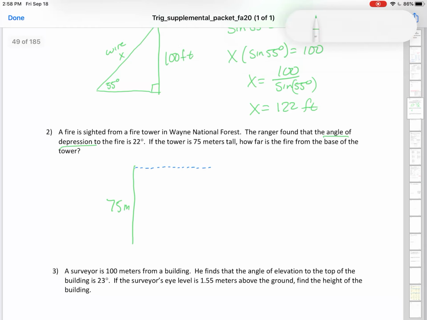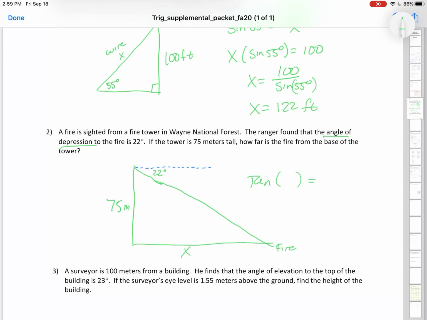And if I continue drawing what's here, I'll go back to the green since I started in green. Here is the angle. The angle of depression is 22 degrees as he looks down, and here's the fire. And the question is, how far is the fire from the base of the tower? No problem. I know the adjacent, and I want to find out the opposite. I'm just thinking about SOHCAHTOA, so tangent's going to be involved. Tangent of some angle is going to be, well, what angle? Well, let's find this angle right here.